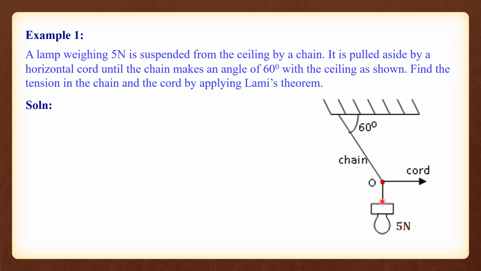Now let us see what are the forces acting on the system. In order to solve the problem using Lami's theorem, we will draw the free body diagram of this point capital O. Now what are the forces acting at this point? The first force will be the weight of the lamp. The second one will be the tension which is developed on the chain. And the third one is the force in the cord. So these are the 3 forces acting at point O.